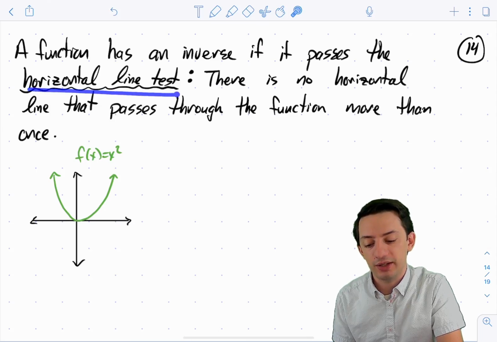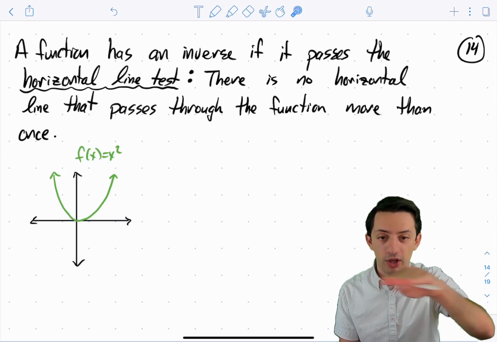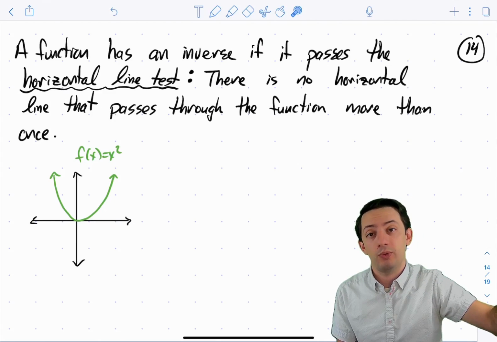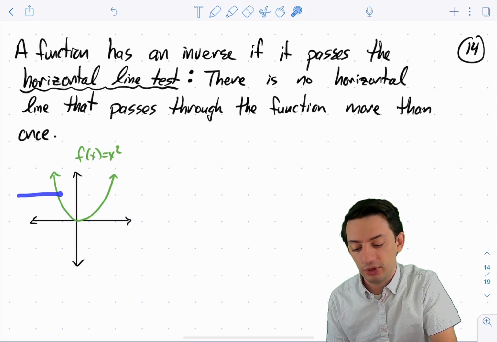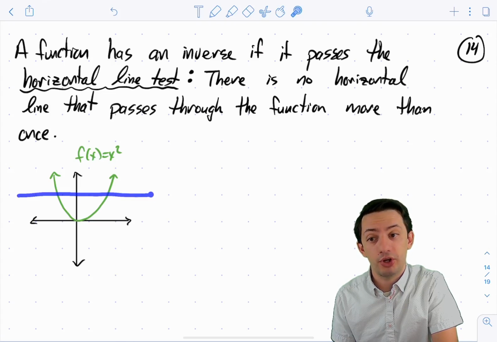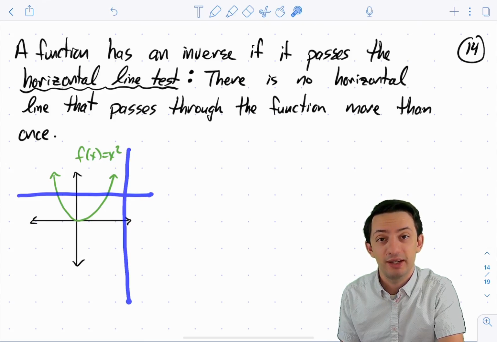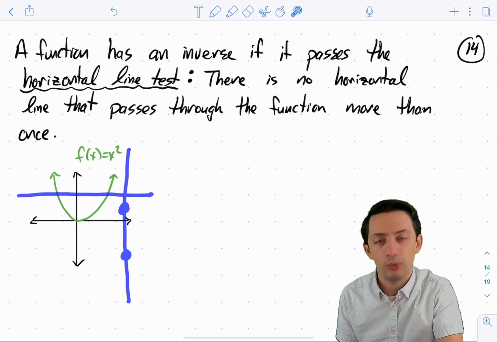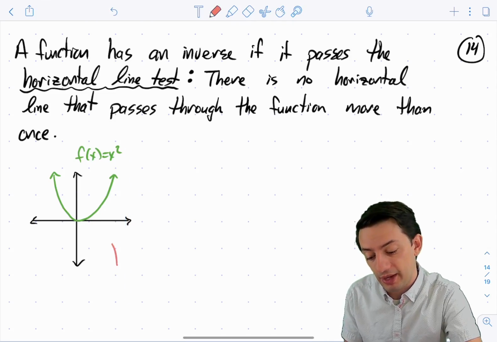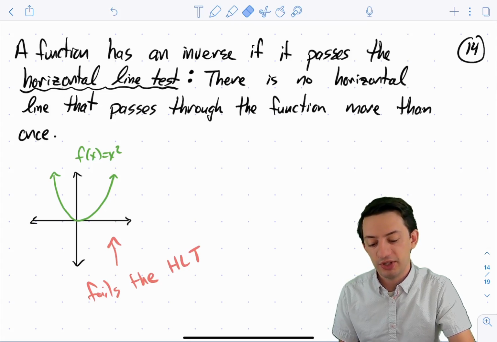So we say that a function passes the horizontal line test if it's impossible to draw a horizontal line that passes through the function more than once. If I can draw a horizontal line that passes through the function more than once, like I did there, then it can't have an inverse. Now, why is that? That's because if I flip this over the curve, this horizontal line becomes a vertical line that passes through the inverse twice, and that means it's not a function because it would have 2 different y values. So this fails the horizontal line test, the HLT. So this does not have an inverse.